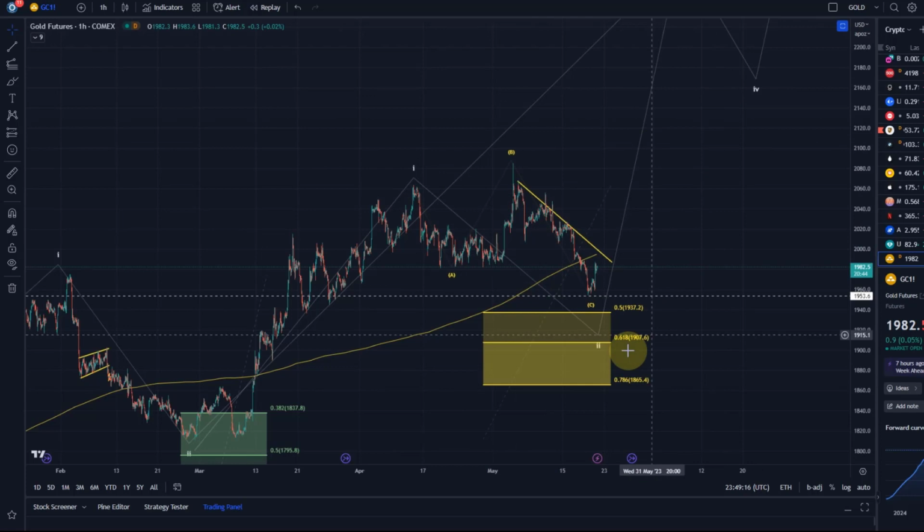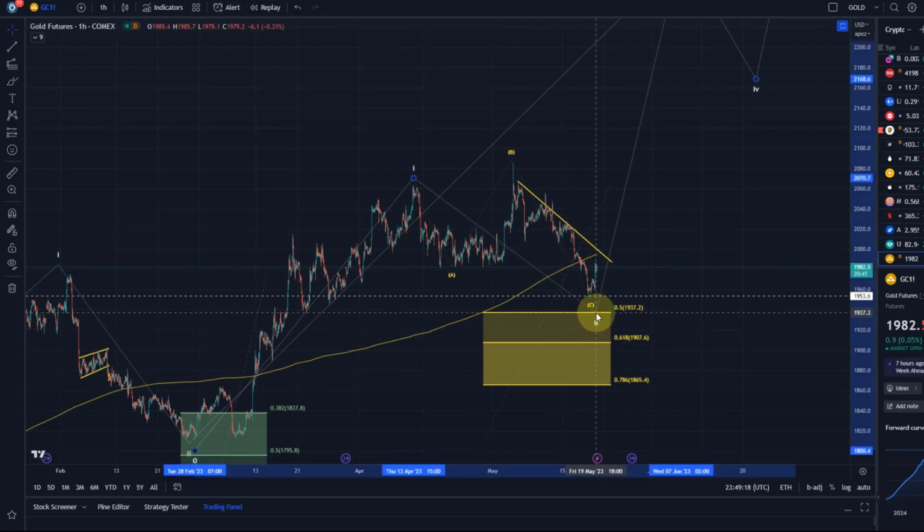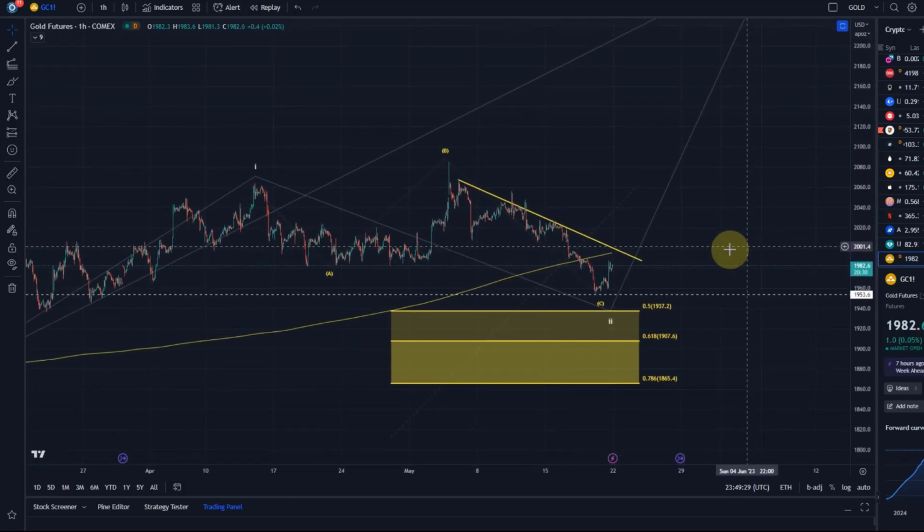The question is, is this wave two now in? It could be. It would have been a shallow wave two if all of this was one, because ideally you see a wave 2 go to the 50% retracement. Now it still reached the 1.618 extension, which is great, because that's what you normally want to see in a C wave.